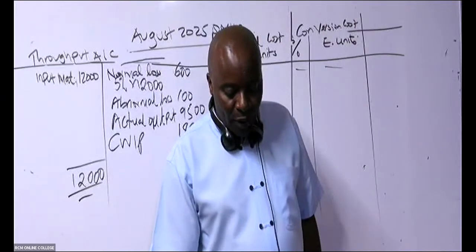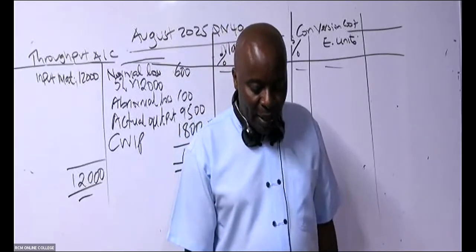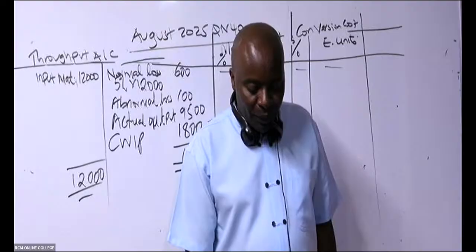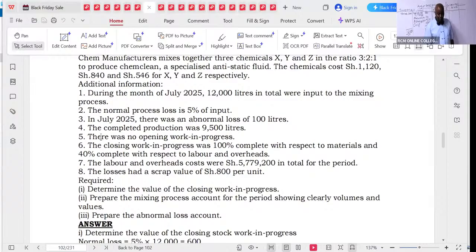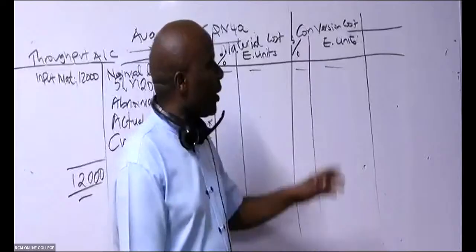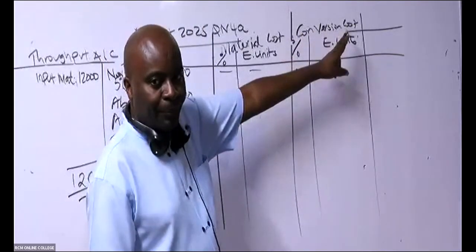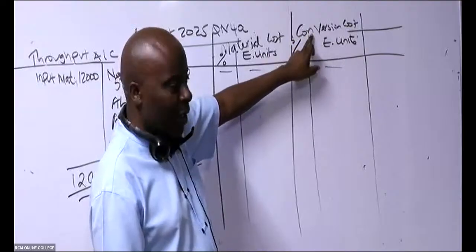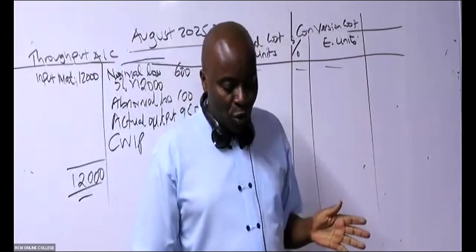All right. Now, labor, remember here, ladies and gentlemen, what do we have about labor? So labor, they have told us here. You can see note number 6. The closing work in progress was 100% complete with respect to materials as a different cost, and 40% complete with respect to labor and overheads. So they are combining labor and overheads. And whenever you see them combining labor and overheads, instead of you having one column, capture labor and what here somebody? Overheads, you'd rather call the two what here somebody? Conversion. You'd rather call the two conversion.